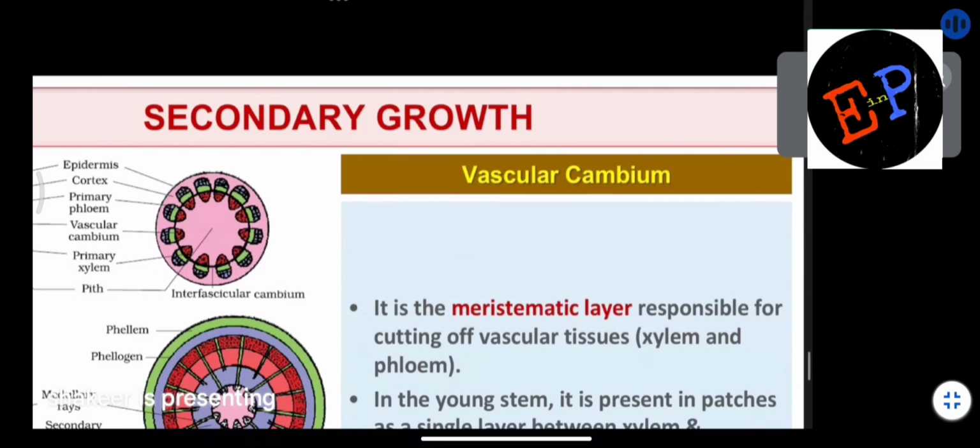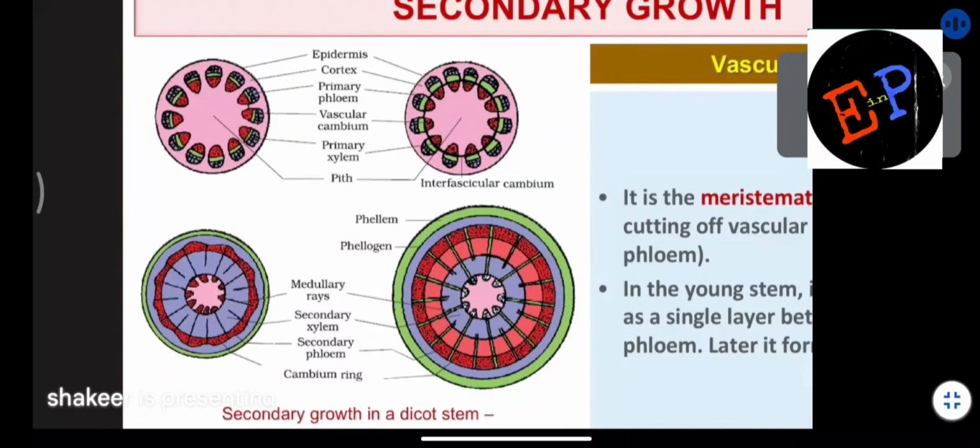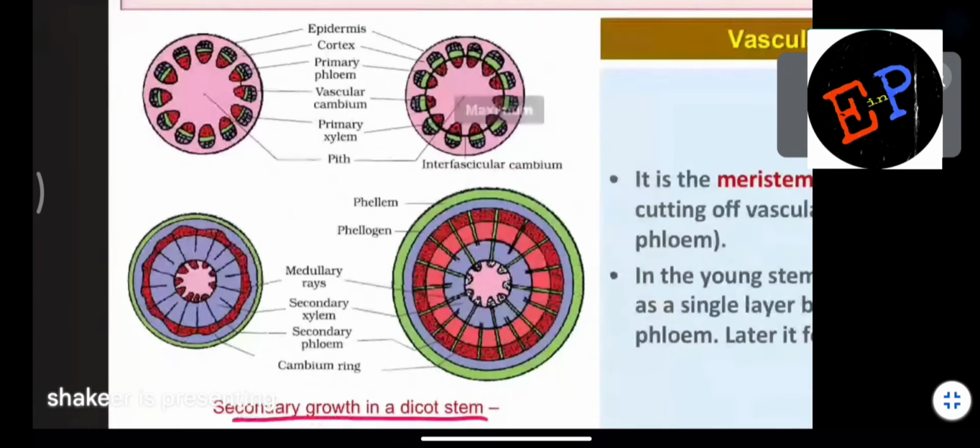Now we will study each of them in detail once again. So see here. First let us see the different parts which are present. Then we will try to understand the theory part. So, secondary growth in a dicot stem, stages in transverse views. Clear, no? So see here.